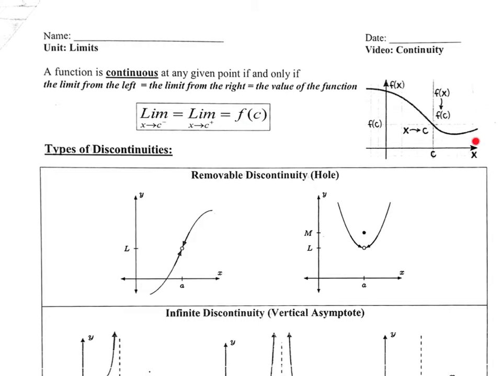So here's a visual representation. Let's just say I want to take the limit at x equals c, which would be right here. This is a closed circle. So we see that the limit from the left equals f of c, or some y value, and the limit from the right equals that same y value, and the value of that function f of c is still the same y value. So that proves that it's continuous.